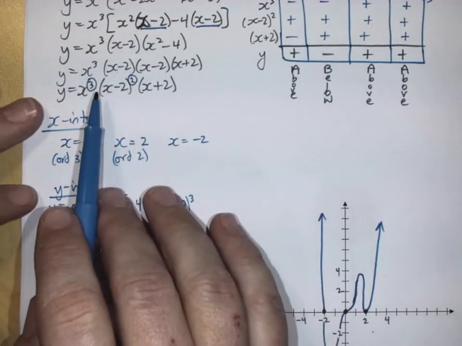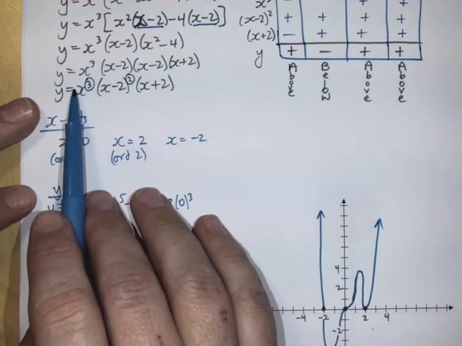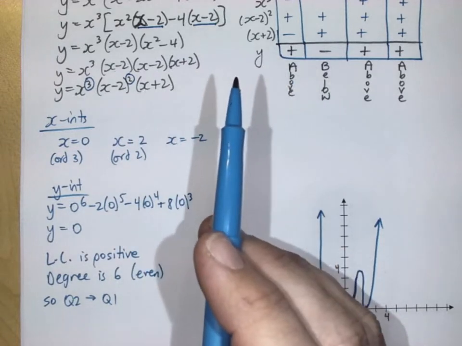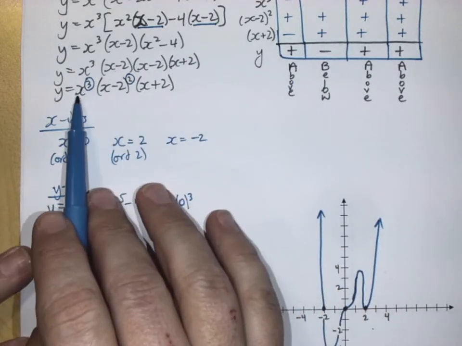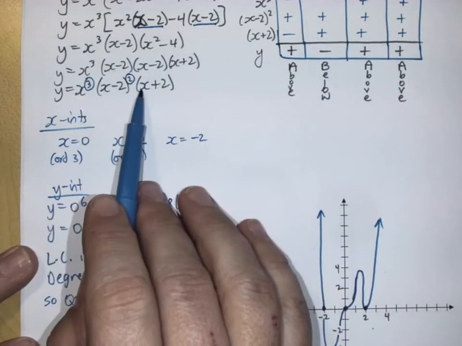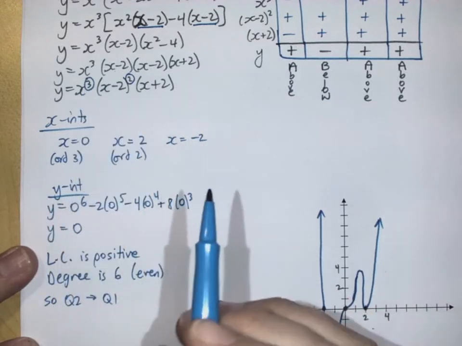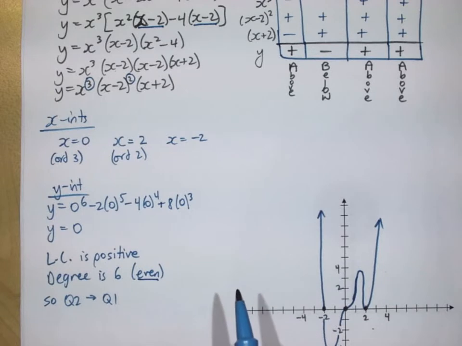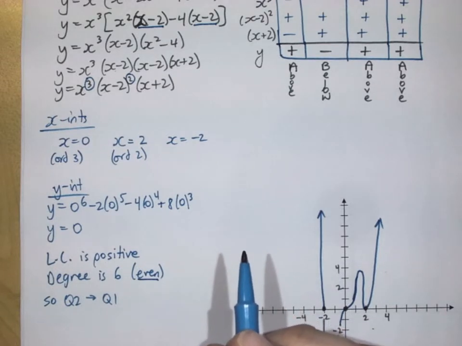Well, we have a leading coefficient that's positive, because when I multiply 1 times 1 times 1, I get 1. That's positive. The degree is x cubed times x squared times x. That's 3 plus 2 plus 1, which is 6. So if the degree is 6, which makes it even, there's a specific way that those graphs look.